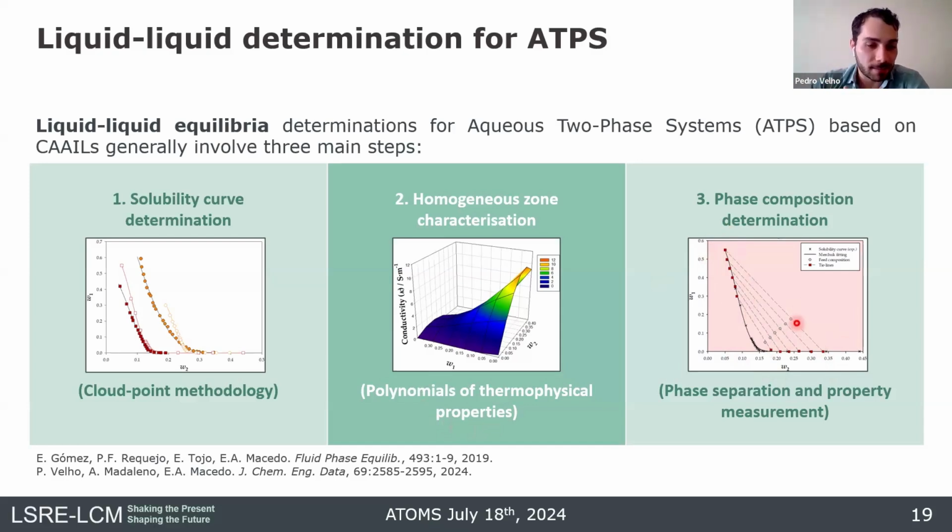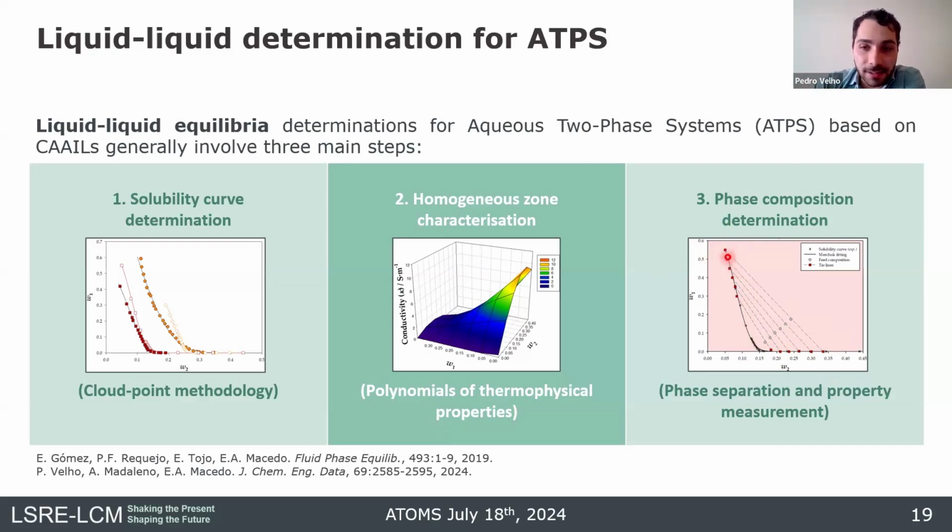When I say doing the mass balance, it is not forcing compositions to be in the binodal curve. It's just remembering how much polymer or ionic liquid we added, how much salt, how much water, and making sure that the final total masses of each compound correspond to the initial ones.